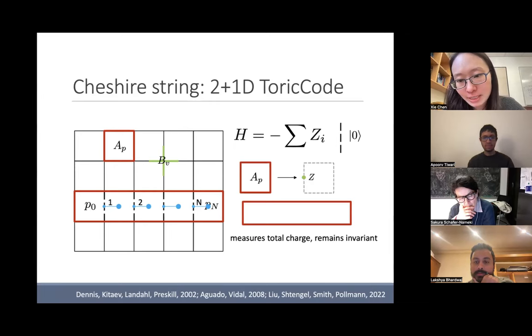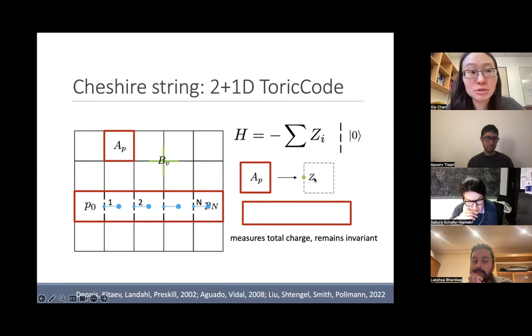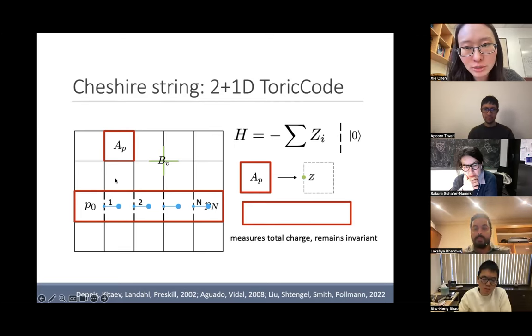And what happens in the circuit is that, if you keep track of the operator mapping through the circuit, these AP operators will be mapped to the Z operators. So the Hamiltonian is just replacing the AP terms with the Z terms. So indeed, like what Shuhan was asking, this is what is done when we changed the Hamiltonian to get to the Cheshire string. But then the total charge on the outside, when we measure the total charge, this operator doesn't change. So the total charge still remains invariant.